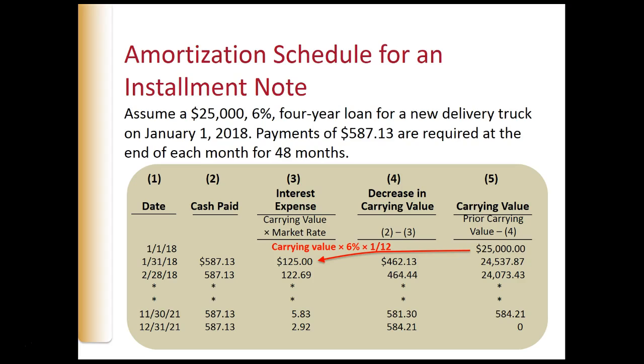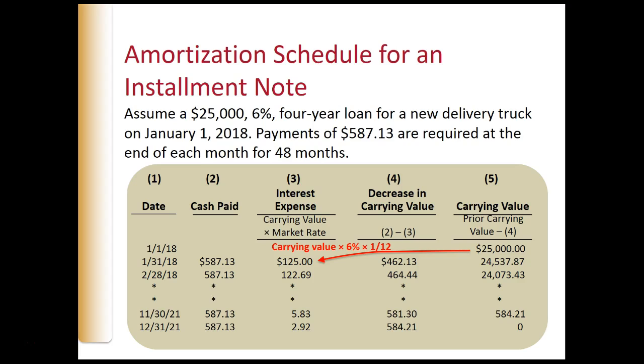This slide provides a partial amortization schedule for the loan. First, calculate interest expense as the carrying value times the market rate, which would be 6% times 1 out of 12 months, which would be 0.5% per month in this example. The difference between cash paid and interest expense for each month equals the decrease in the carrying value. Finally, the prior carrying value less the decrease in carrying value equals the new balance in carrying value.